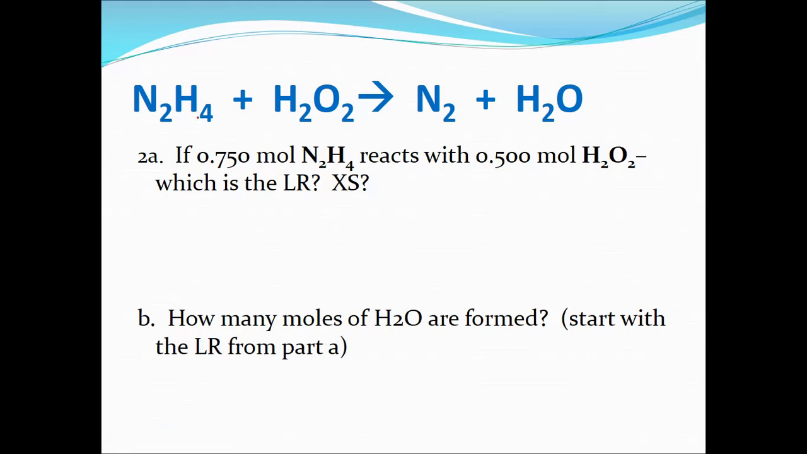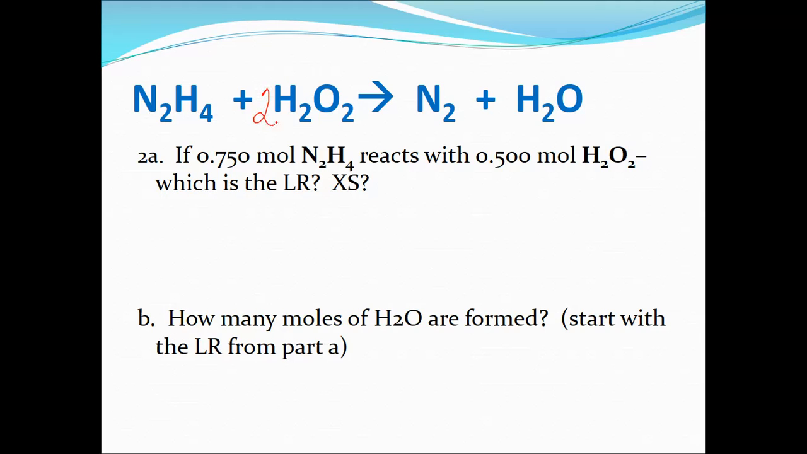Here we have N2H4 plus H2O2 yields N2 plus H2O. Let's see about balancing this equation. Here we have a total of 2 nitrogens and 2 nitrogens. On this side, we have a total of 4, 5, 6 hydrogens, so we need to get 6 hydrogens over here. But I also have 2 oxygens here and 1 oxygen here.